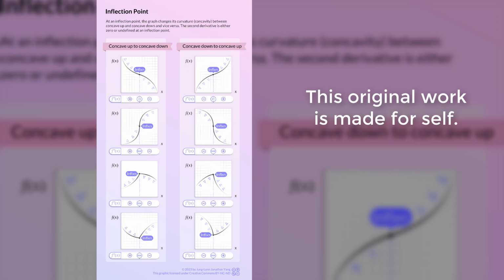For these DNE cases, the reason why these points that I have highlighted are inflection points is because there is a transition between concave up to concave down, or concave down to concave up.